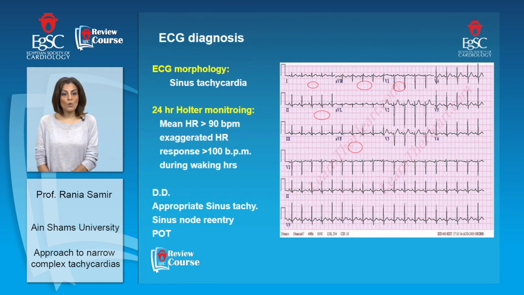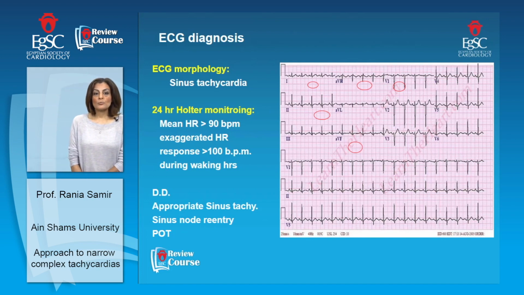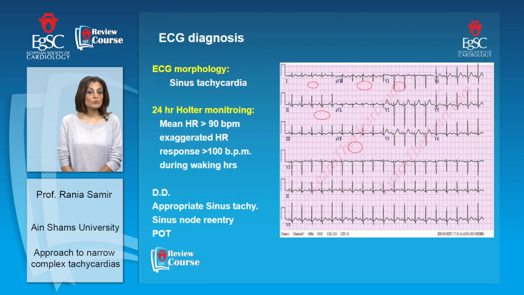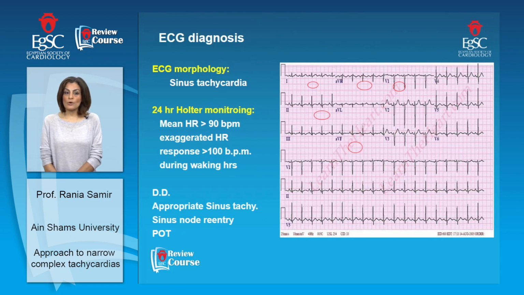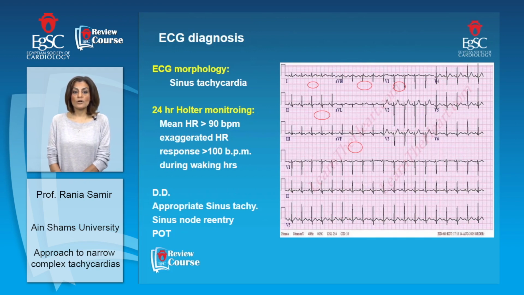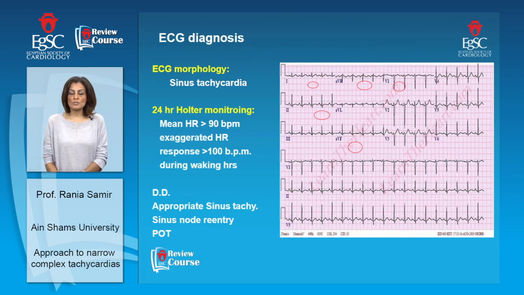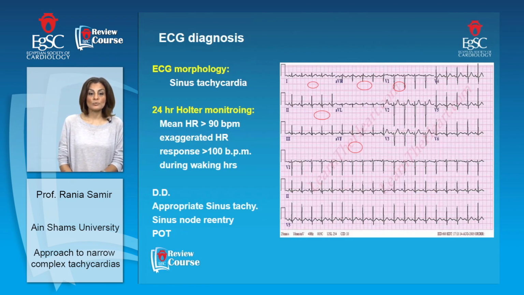Also, one of the important diagnostic investigations of inappropriate sinus tachycardia is 24-hour Holter monitoring, which will show a mean heart rate of more than 90 beats per minute and an exaggerated heart rate response of more than 100 beats per minute during waking hours. So most of the time the patient has an unexplained tachycardic rhythm. The mean heart rate is around 90 beats per minute or more, and any minimal activity will manifest as an exaggerated heart rate response of more than 100 beats per minute.